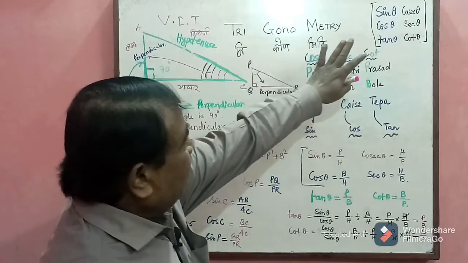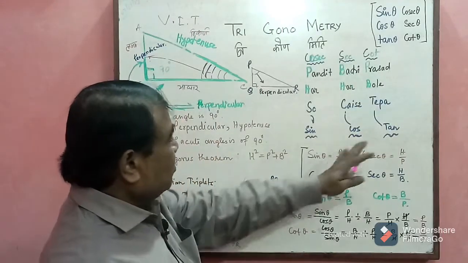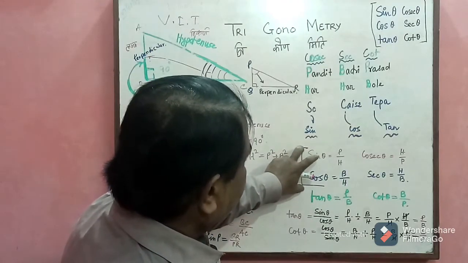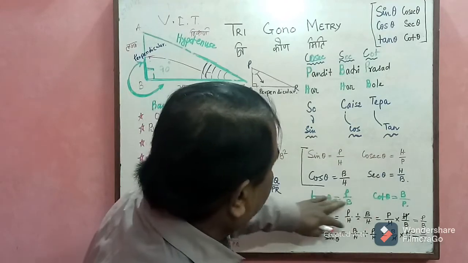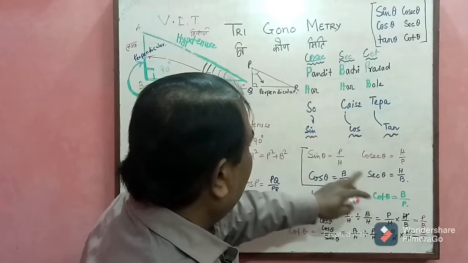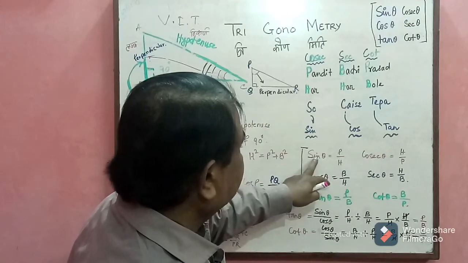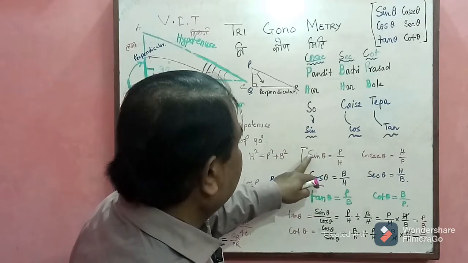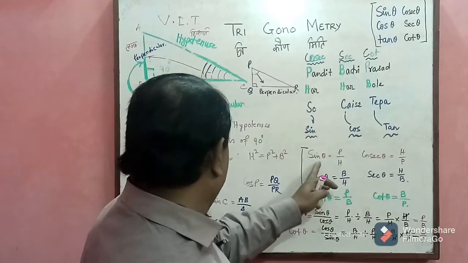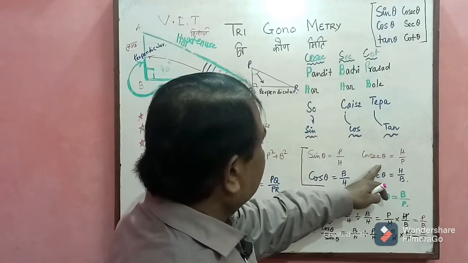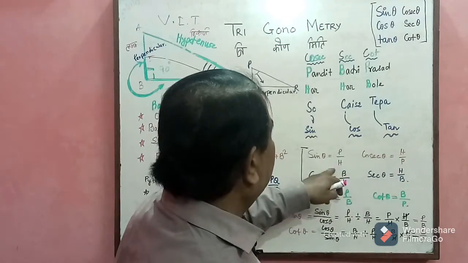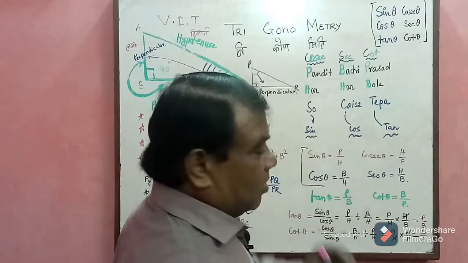That we have only 6 ratios. Out of these 6, these 2 are basic. That means the other 4 can be converted into sine and cos. Cosec theta is obviously 1 upon sine theta, because cosec theta is the inverse of sine theta, and sine theta is the inverse of cosec theta. If I say sine theta into cosec theta, this will be P cut, H cut. So this is your 1.